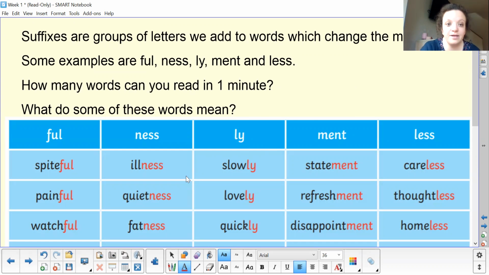So we've got quiet, quietness. I was sitting in the quietness of my garden. I was feeling ill, or I have an illness. I'm feeling in a slow mood today, or I walked slowly down the road. They change the meaning, not fully, not 100%, but we've got to use it in a different context to make it make sense.